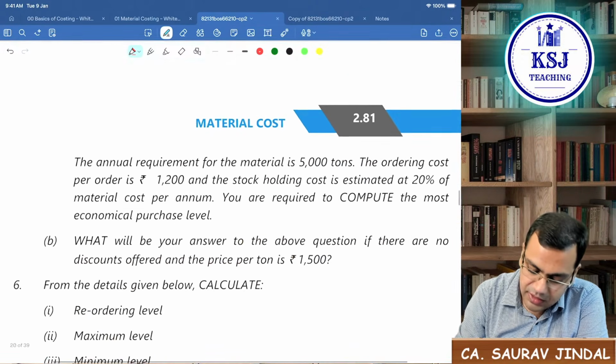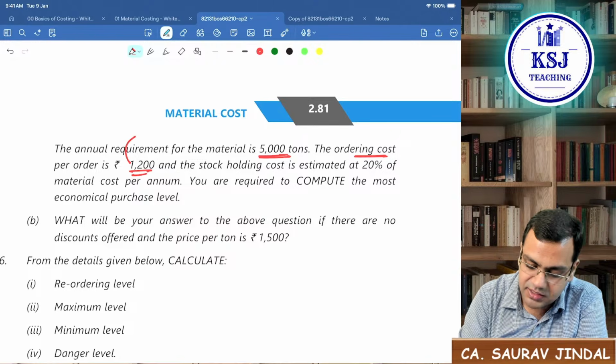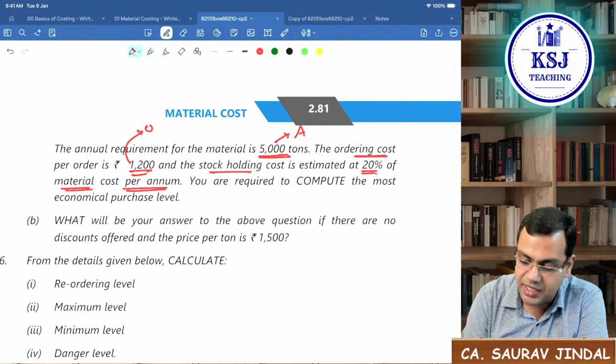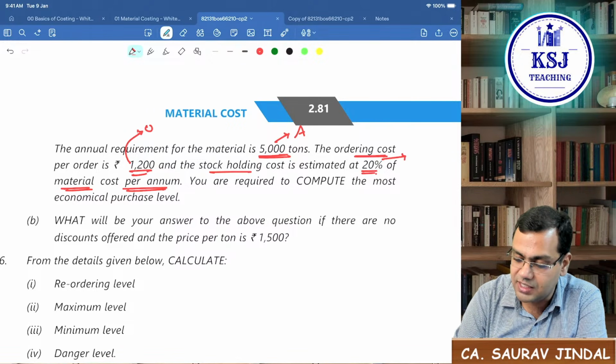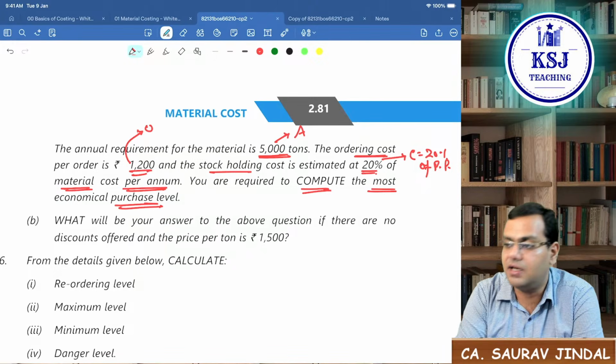Now they say the annual requirement for the material is 5000 tons. The ordering cost per order is 1200. This is the value of your O. This is A that is given to you. Then the stock holding cost is estimated at 20% of the material cost per annum. This is the value of C. 20% of purchase price. You are required to compute the most economical purchase level.